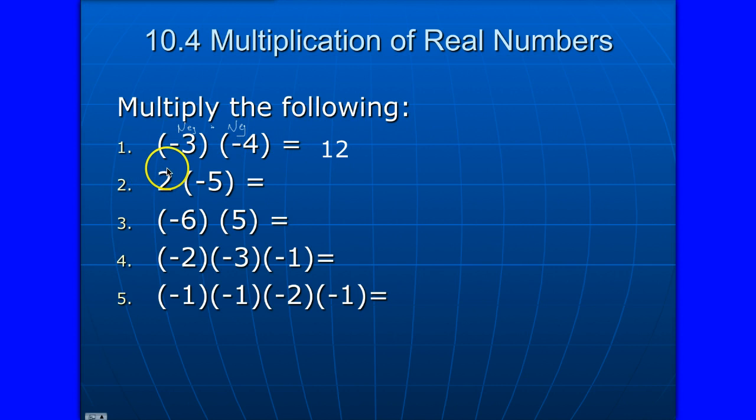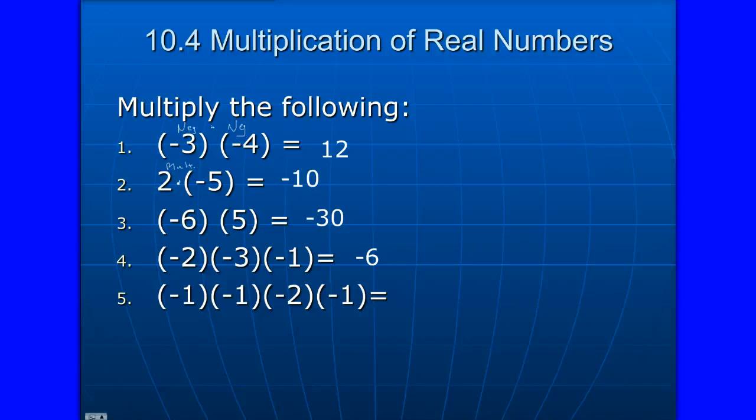Number 2. One thing I've seen people do on problems like that is to think that it means subtract. It's not subtract, because you have a number touching the parentheses. Whenever you have something touching the parentheses without a sign, it's always multiply. So that means 2 times negative 5. Since I have a positive times a negative, that's a negative answer. Then you just multiply 2 times 5. Same thing with 3. You have negative 6 times 5. You've got 2 parentheses touching there. Negative 30. On number 4, negative 2 times negative 3 times negative 1, you multiply that out and you get negative 6.